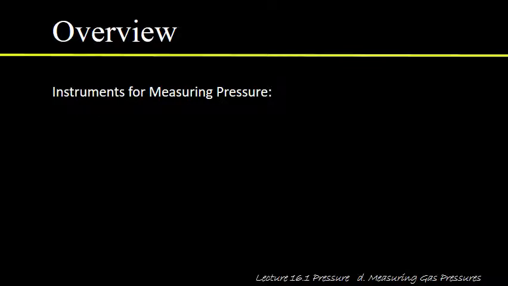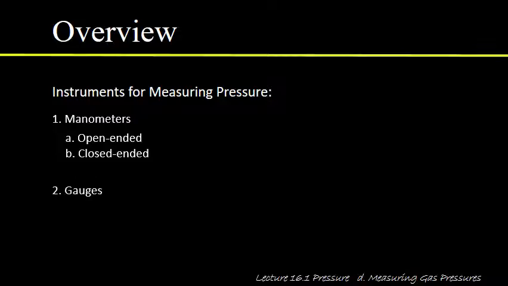All right, in this lecture, we're just going to look at basically two different instruments for measuring gas pressure. The first one of those is manometers. Manometers come in two different forms, open-ended manometers and closed-ended manometers. We'll look at both of those. Very simple calculations, and then we will take a quick look at gauges, which will also be pretty simple.